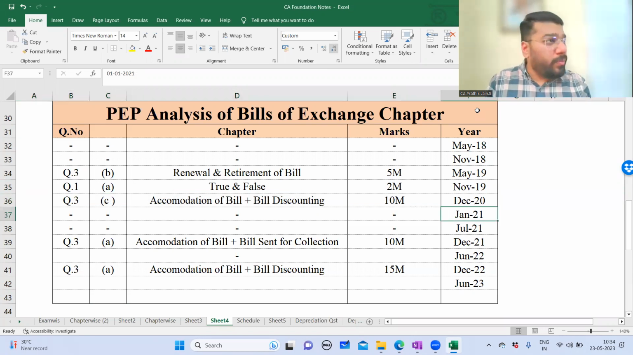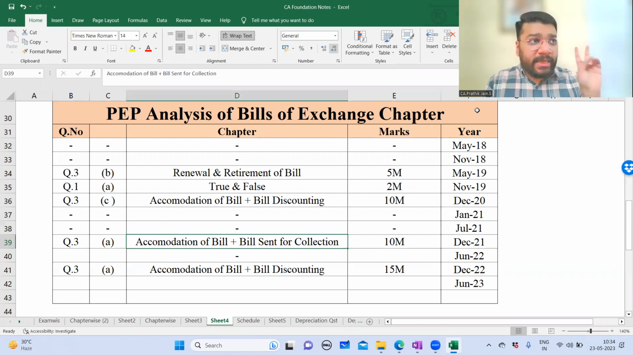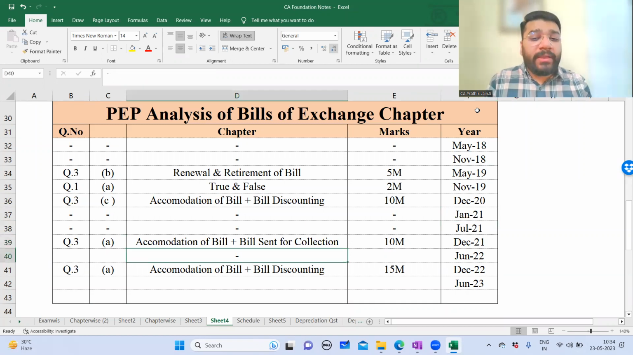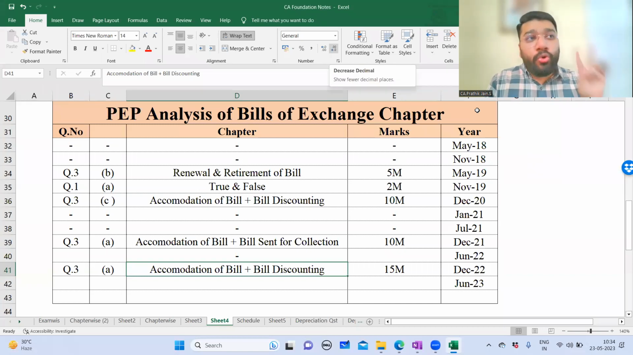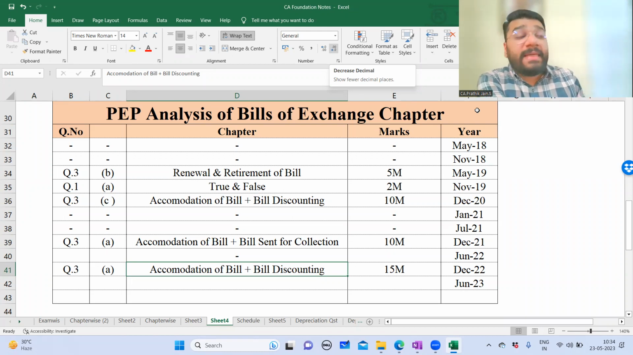Then Jan 21 attempt, no questions were asked from the current topic. July 21, no questions asked from the current topic. December 21, you again had a 10-mark question, combining two concepts again: accommodation of bill plus bill sent for collection. June 22 attempt, there was no question from this particular chapter. December 22, the latest examination which has gone by, you had a question from this topic for 15 marks. Straight 15 marks, 2 concepts combined. One is accommodation of bill, second is bill discounting. So this is the history of the questions that were asked in the examination from the bills of exchange topic.